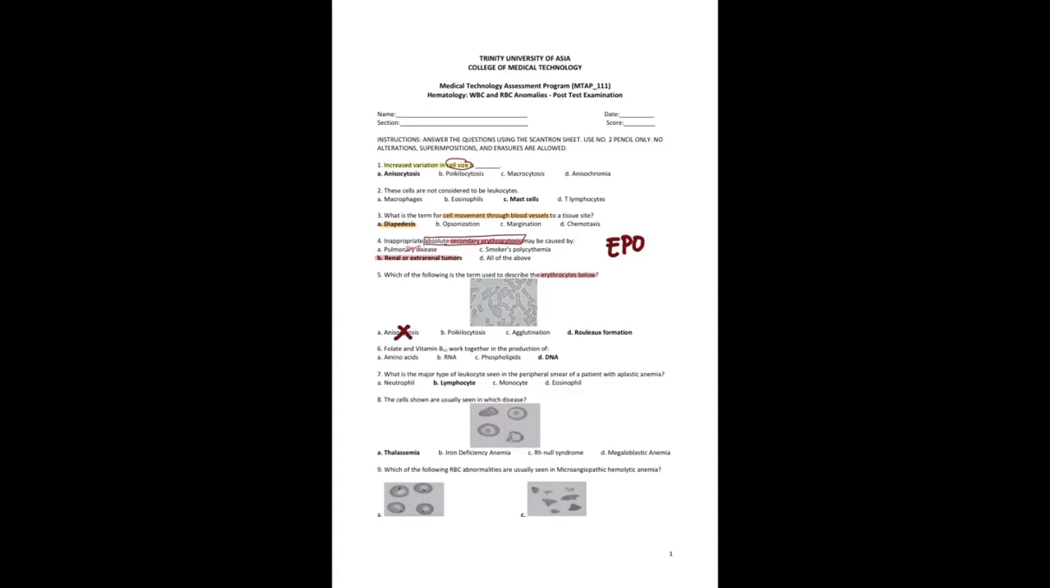Kung titignan natin, baka naman poikilocytosis siya. Poikilocytosis ba? Hindi naman din, kasi halos pare-parehas naman sila ng size at shapes. Agglutination or rouleaux formation na lang yung ating pagpipilian. Naku, pwede kang malito rito. But if you can observe clearly on the pictures, you would be able to see that it is actually what? A coin. It's like a stack of coin appearance.